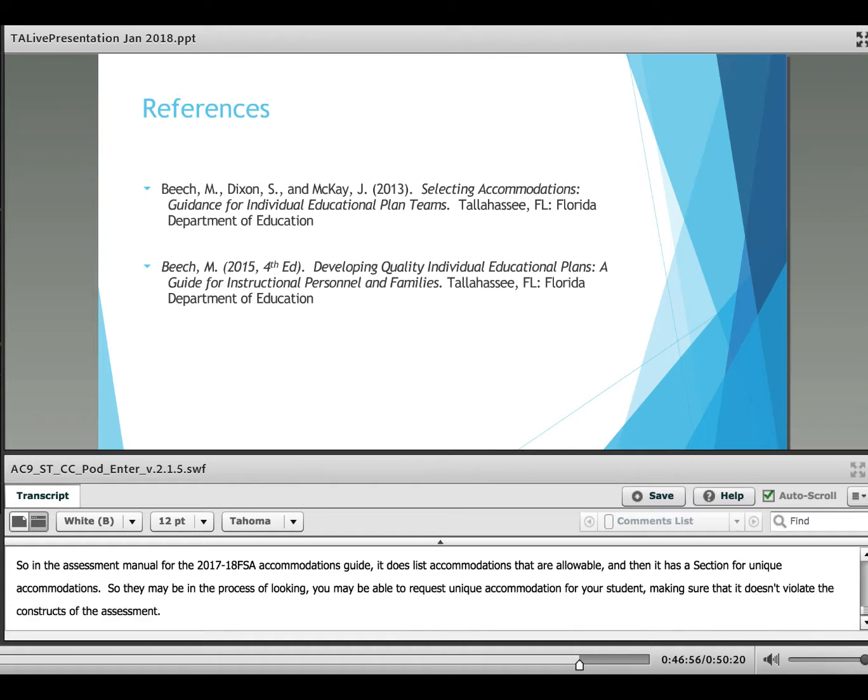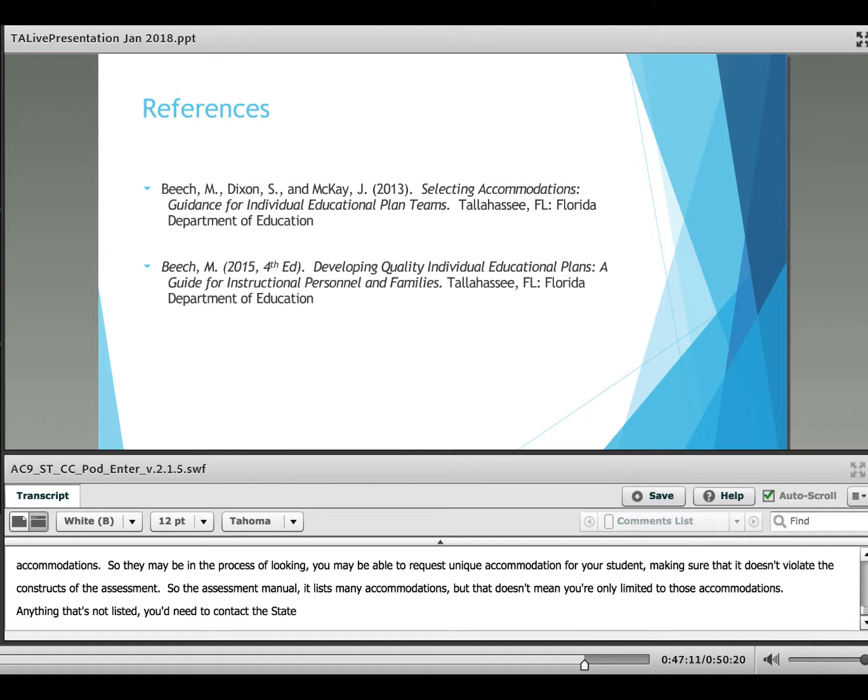So the assessment manual lists many accommodations, but that doesn't mean you're only limited to those accommodations. Anything that's not listed, you would need to contact the state to be able to see if that is an allowable accommodation.